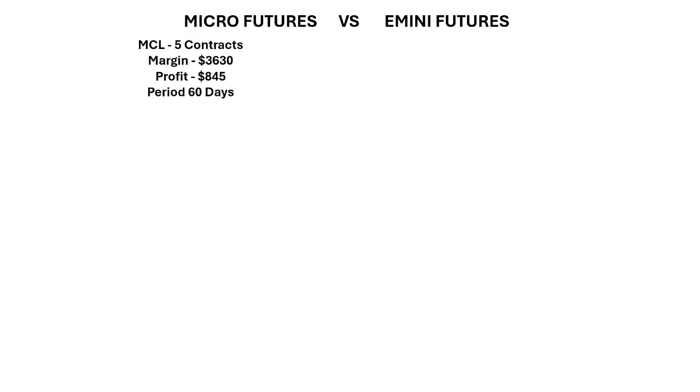So we're going to look at a standard account size for somebody with micro contracts, maybe $5,000. To trade 5 contracts of MCL, you need $3,630 margin there. Okay, so you're using quite a lot of your margin. If you want to carry overnight, it takes the rest of the $5,000. So profit over 60 days, $845. Doesn't sound a lot, does it?